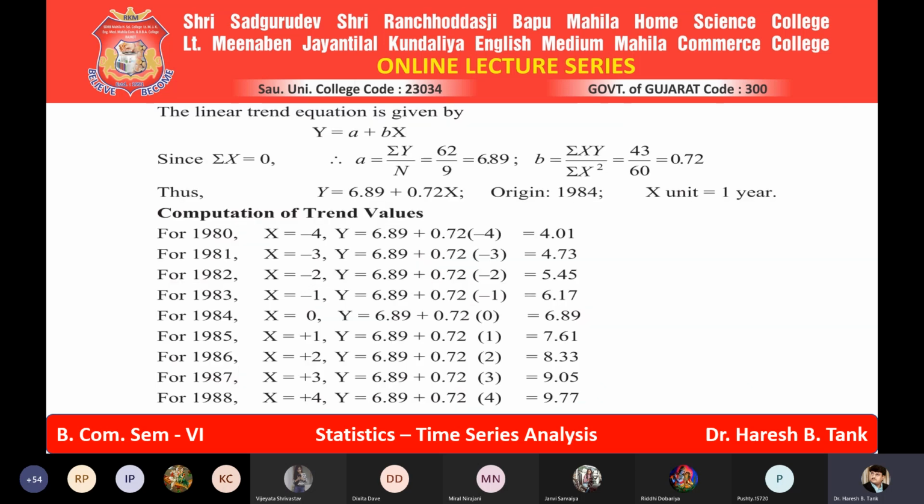Okay, the linear trend line equation is y equals a plus bx, and in this case our summation of x is 0, so directly we can get the value of a as summation of y upon n, which is 62 upon 9, which comes to 6.89. The value of b is summation of xy upon summation of x squared, which is 43 upon 60, which is 0.72.